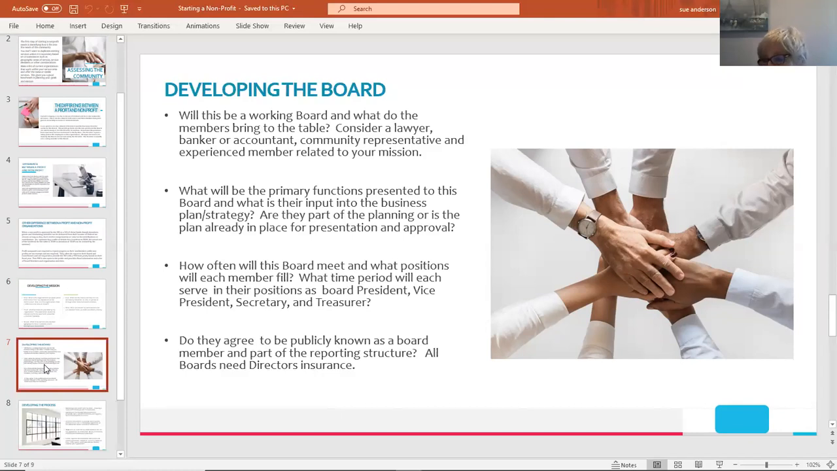One of the primary functions of a board is, there are two ways a board can go. A board can help you strategize your organization and develop a business plan, or you can strategize and create the business plan and present it to the board just for review and approval, and then for any additional information that they want to provide or suggestions that they have.